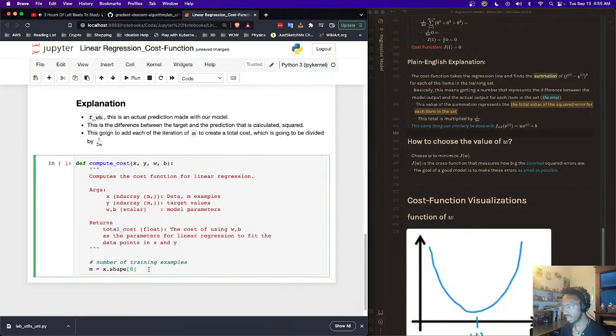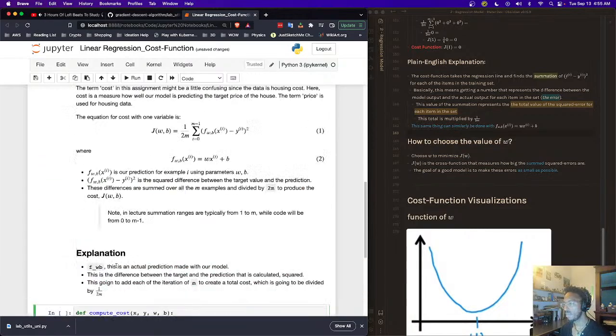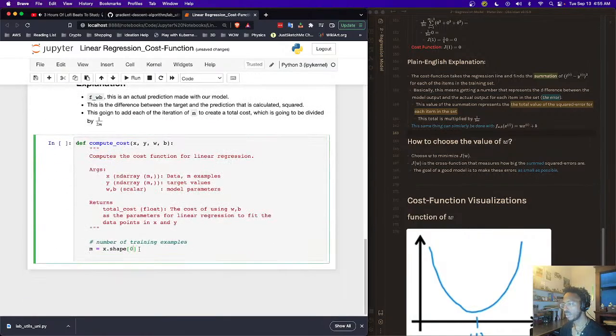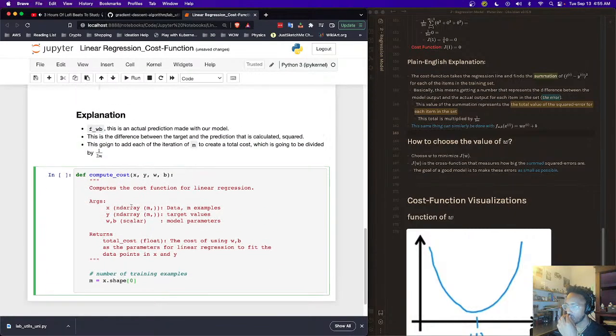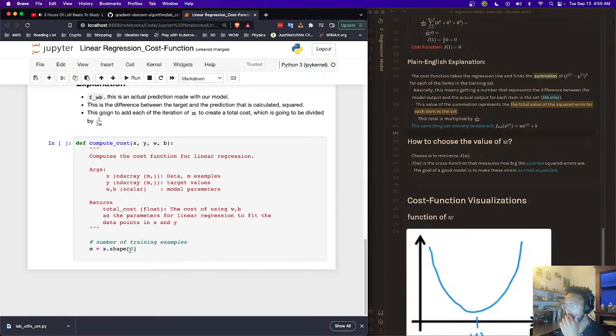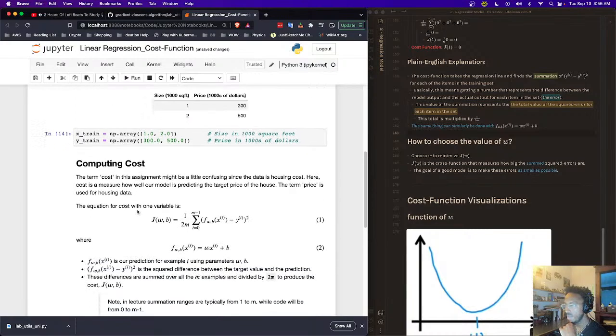M equals x dot shape. Dot shape is a method that comes from NumPy, and basically what it's going to give us is a length, the size of the array for our X training data, which is this here. And this 0 here is just saying that it's on the 0th dimension, because remember, this NumPy array could be multi-dimensional, meaning that you see how it says 1.0? It could be like 1.0 and 3.5, 3.6 or something.